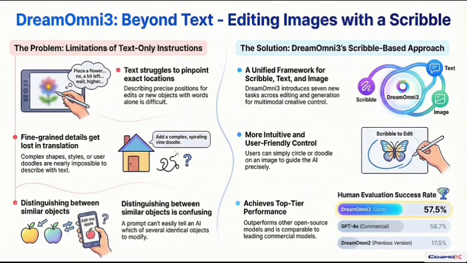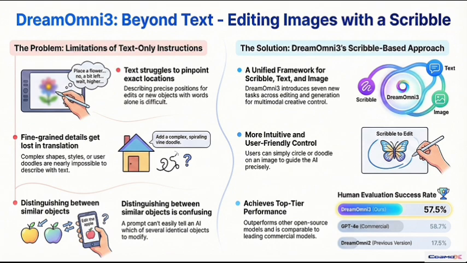Today we're looking at something pretty transformative, a new model called DreamOmni 3. And it really is a huge shift. We're finally moving on from just typing text prompts. Right. It's about giving you direct visual control, freehand control, just by using simple scribbles.